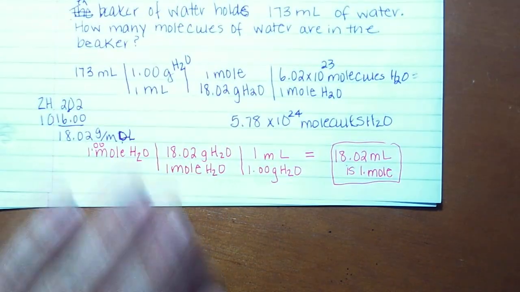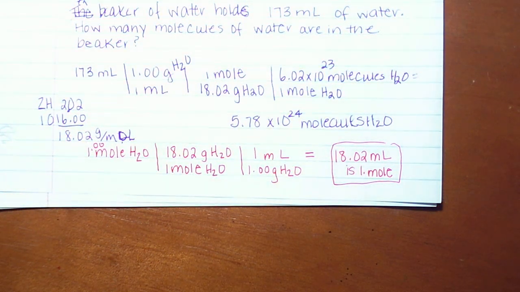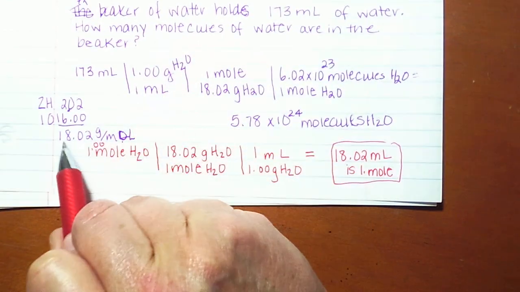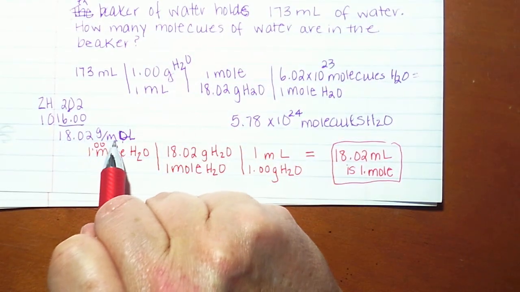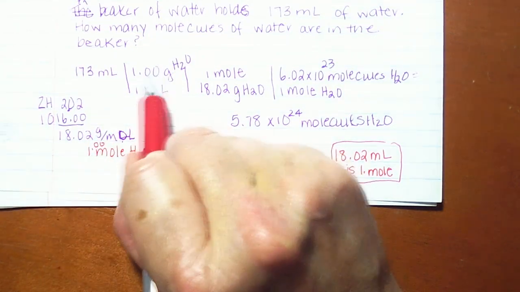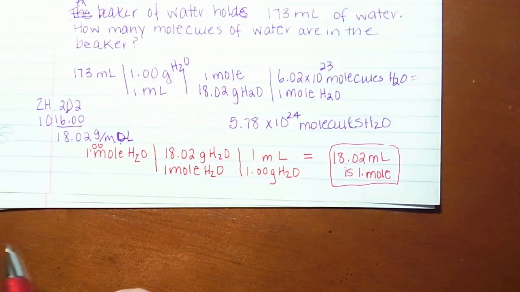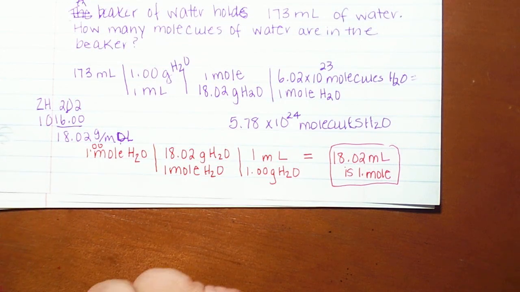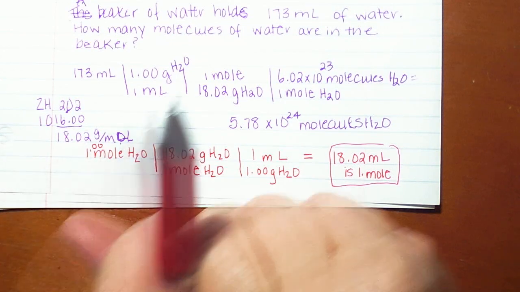All right, so 3 digits, 18.0, right? You can't see that. Sorry, there you go. Okay, so that's the volume, 18.02, right? Makes sense. Since 1 gram is 1 milliliter and 18.02 grams is a mole, then 18.02 grams would be 18.02 milliliters.